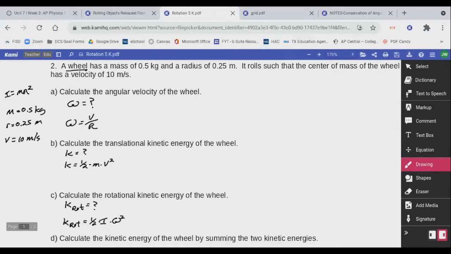Question A says calculate the angular velocity of the wheel. So it's looking for omega. So I've written omega question mark, just to know what I'm looking for. It keeps me centered and on the right track. I have a formula that says omega is equal to velocity divided by radius. So I've written that formula down. Now I'm going to plug it in. Velocity is 10, radius is 0.25. 10 divided by 0.25. What do we get, like 40? 40 radians per second.